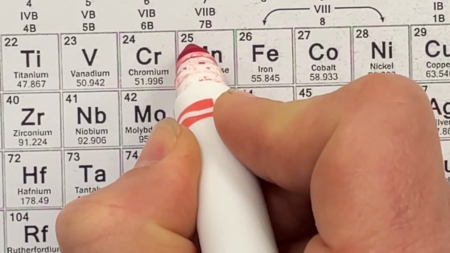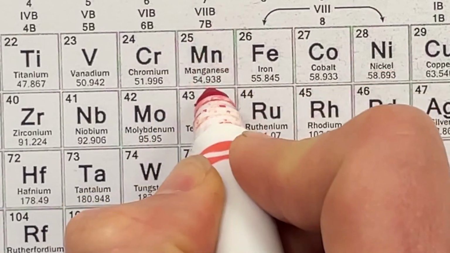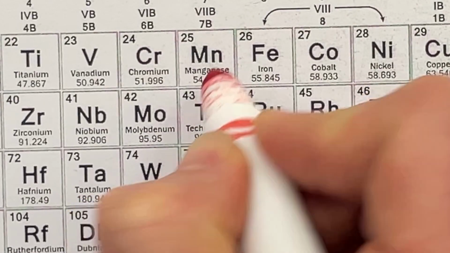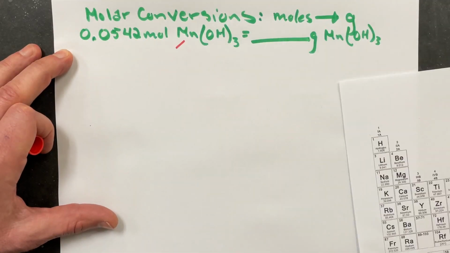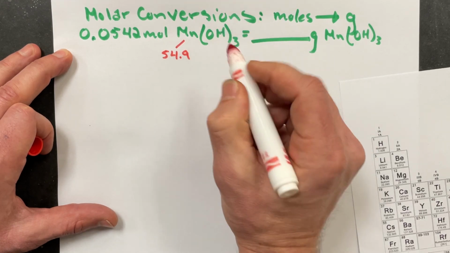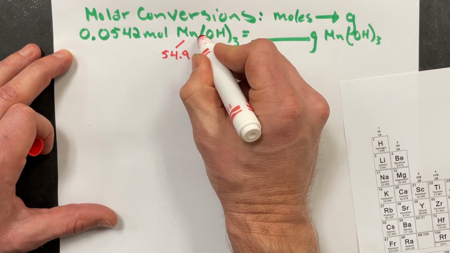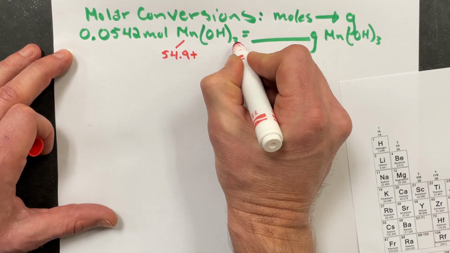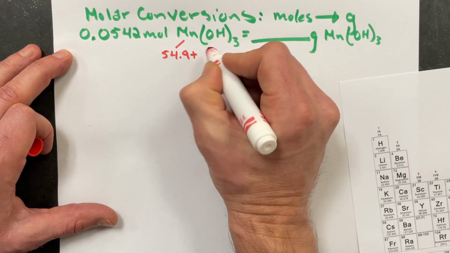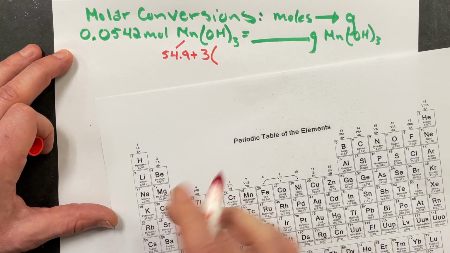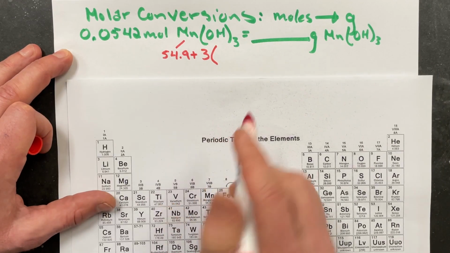The top number is the number of protons. That's the atomic number. The bottom number is the number we're looking at. That's the molar mass number. So 54.9. And we only have one of those since there's no number here. So we're going to add that to, we have 3 of these hydroxides. So I'm going to start out just by putting a 3 here, and then we'll figure out what hydroxide is.